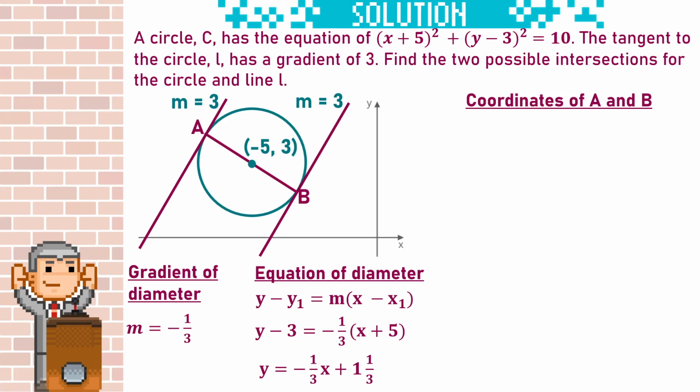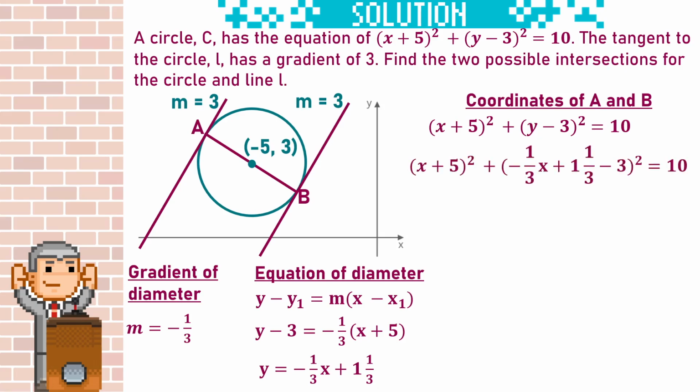And we're going to do that by substituting the equation of the diameter into the circle equation because we're finding an intersection. So we've got the circle equation, and we're going to substitute in the equation of the diameter, the two lines. We're looking for the two intersections. Going to expand the brackets and we get this, and we're going to divide everything by 10.